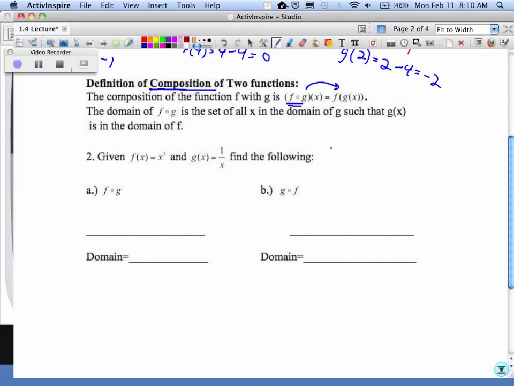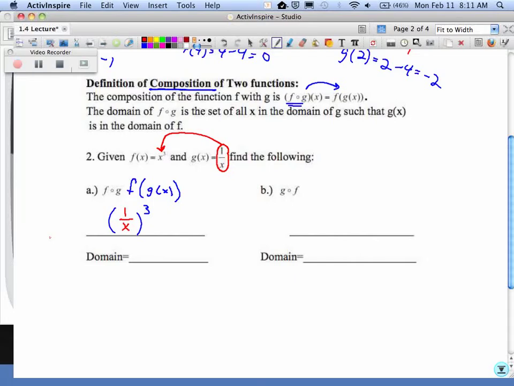This particular example is not too exciting, but you are going to take G of X and drop it into F. And so the first one, you're going to take this 1 over X, you're going to bring it over here, and you're going to drop it right there. So my F is something being cubed. And when I bring G in and I drop it right here, I end up with 1 over X being cubed.